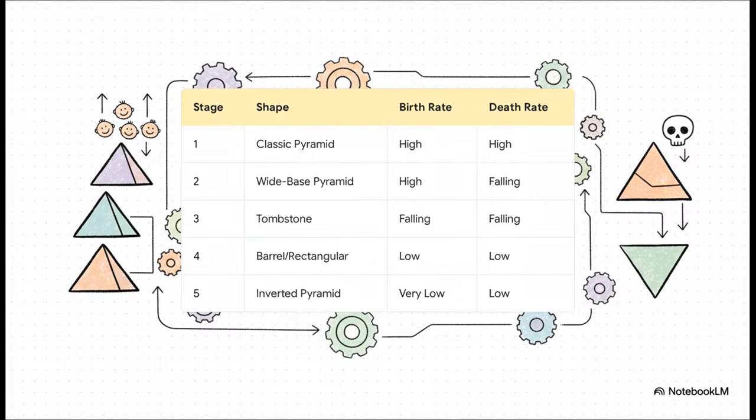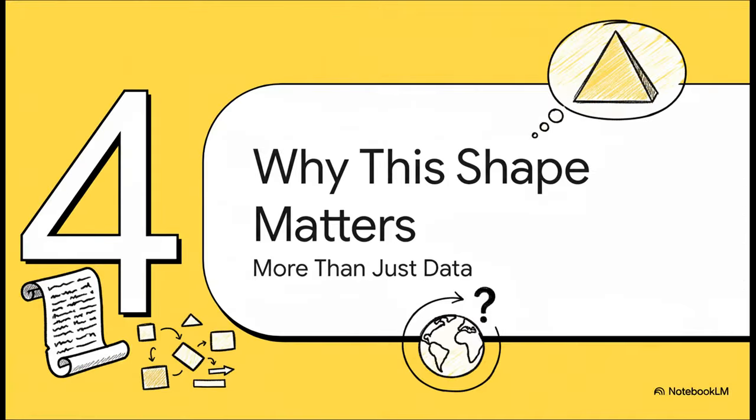This chart here is a perfect summary. It puts that whole journey together beautifully, from the classic pyramid of stage 1 all the way to the inverted pyramid of stage 5. It's an amazing visual story of development, all powered by the simple relationship between birth rates and death rates. So, we've learned the language, we've decoded the clues, we've followed the story through all 5 stages.